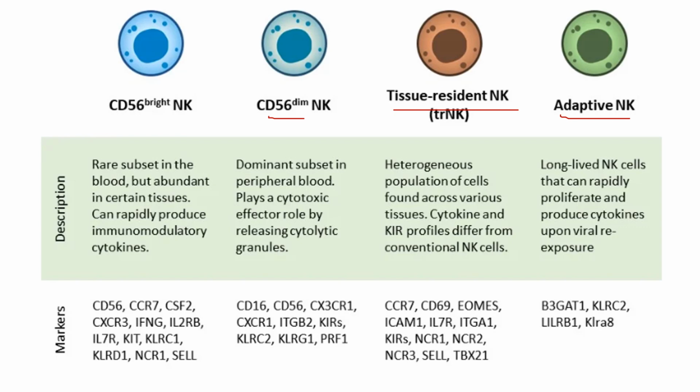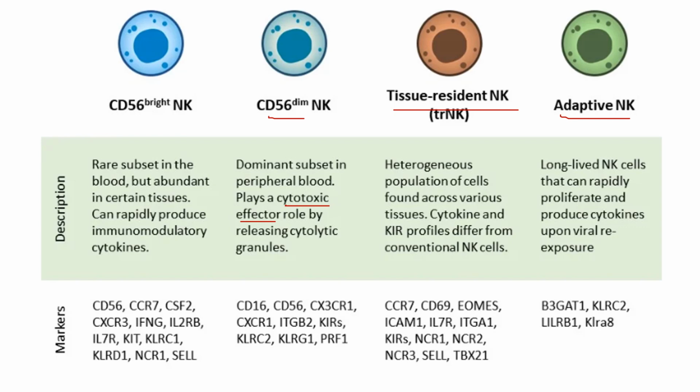CD56 bright CCR7 cells are a rare subset in the blood but abundant in certain tissues, and, as I said earlier, can rapidly produce immunomodulatory cytokines. CD56 dim is the dominant subset in the peripheral blood. It plays the role of cytotoxic effector by releasing cytolytic granules, for example perforin and granzyme, which I have discussed in my previous video. The link is given in the description box, so please watch it.